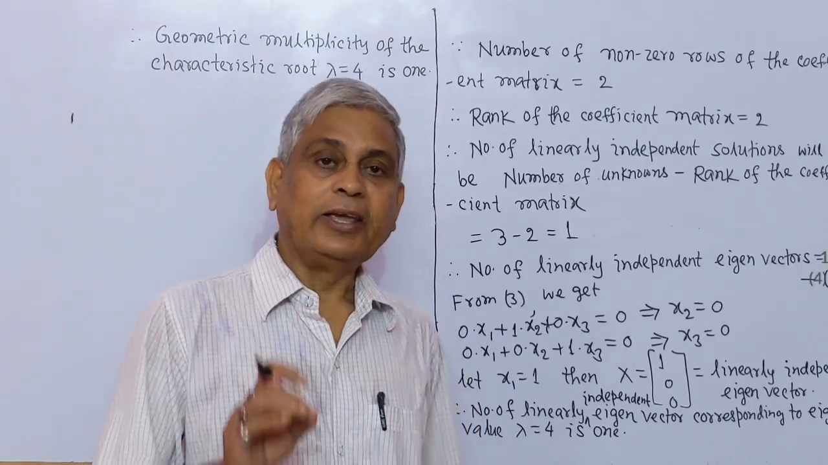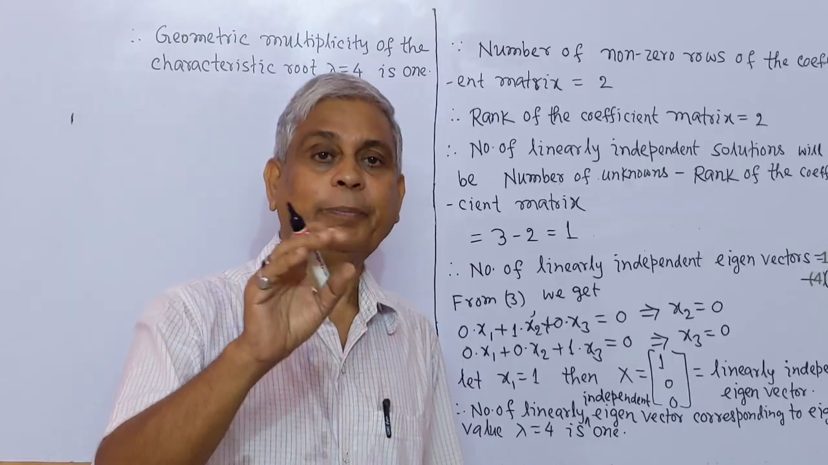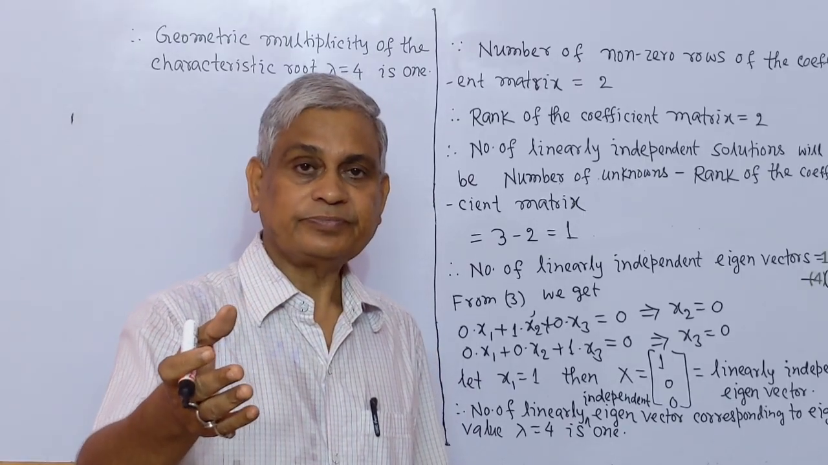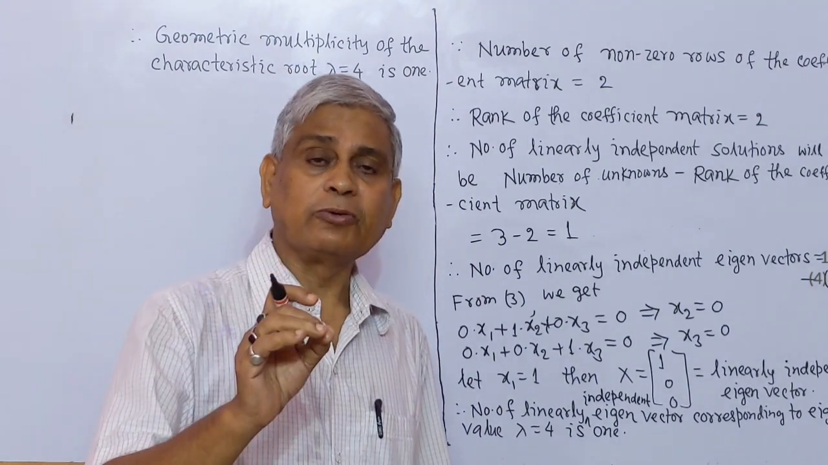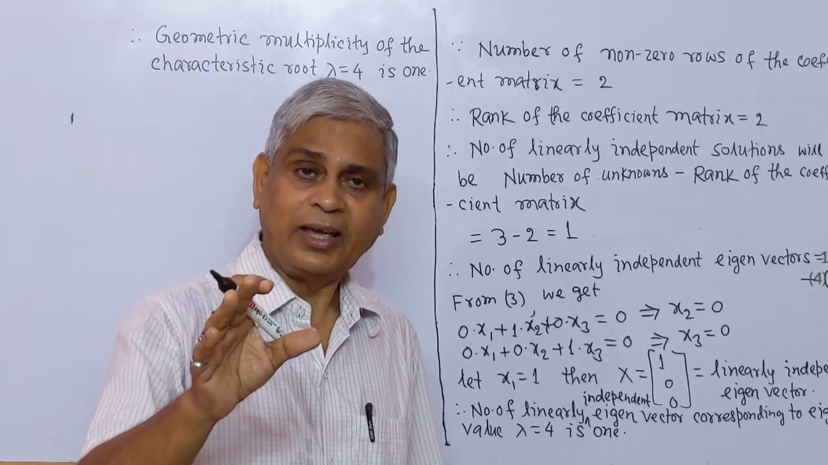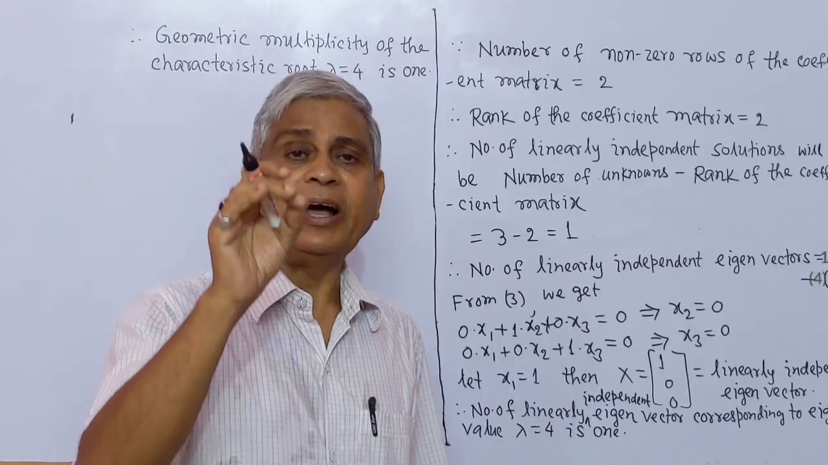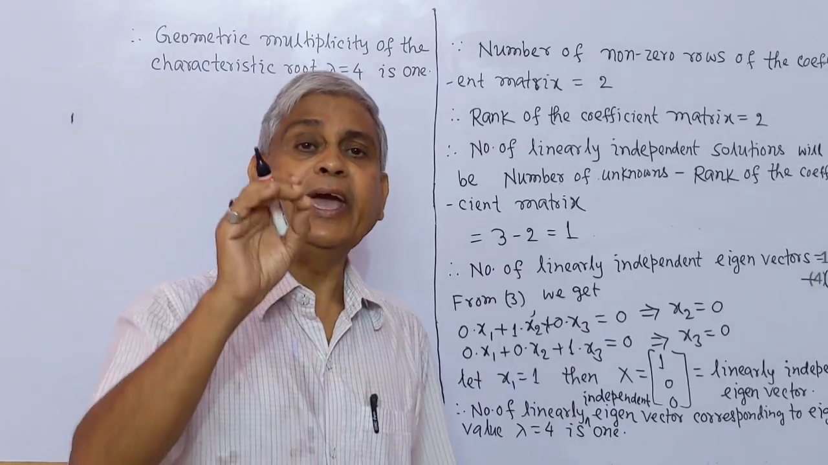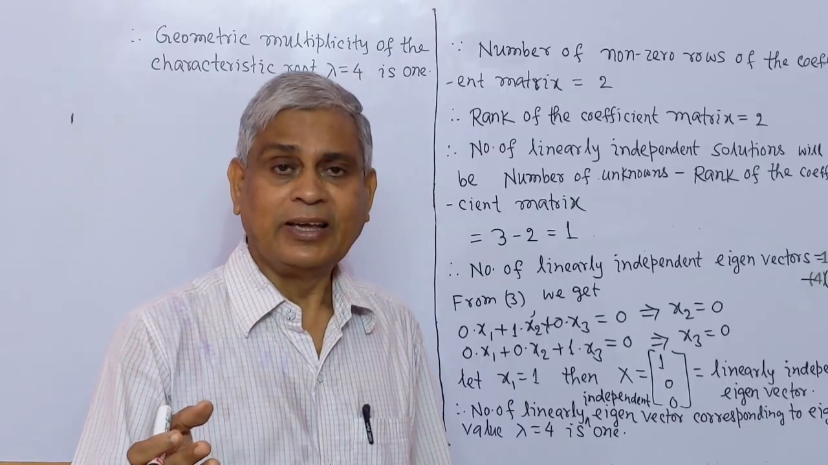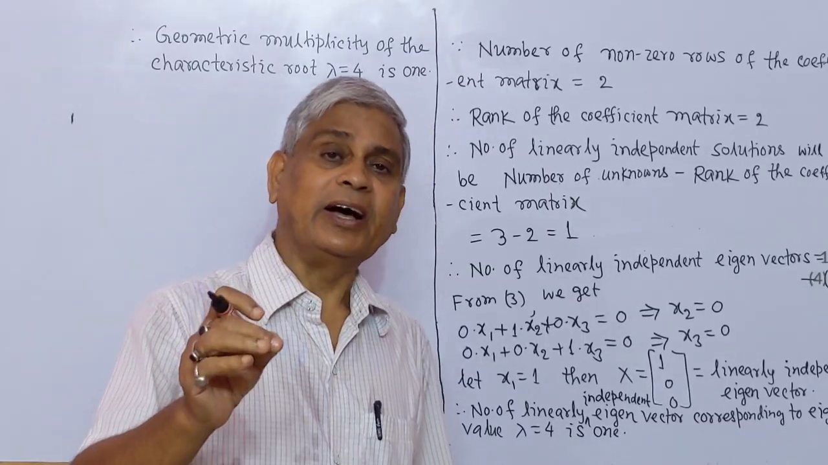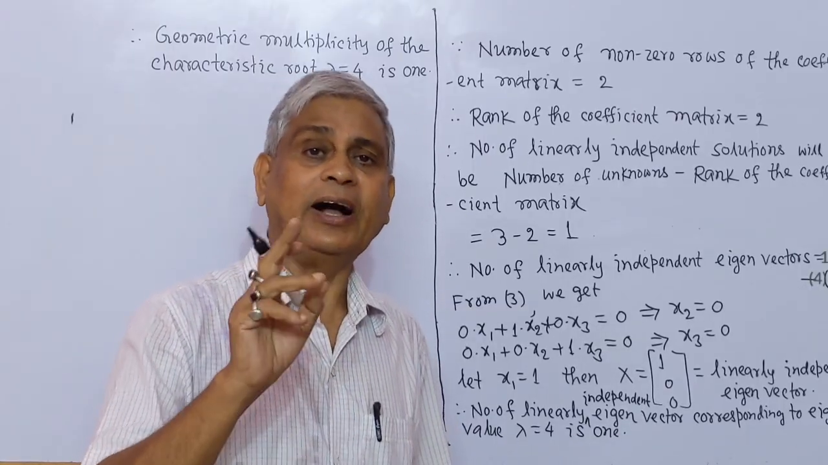In a nutshell, if the characteristic root lambda i appears k times, then the algebraic multiplicity of the characteristic root lambda i is k, and corresponding to the characteristic root lambda i, we get m linearly independent eigenvectors. Then m will be the geometric multiplicity of the particular characteristic root lambda i.